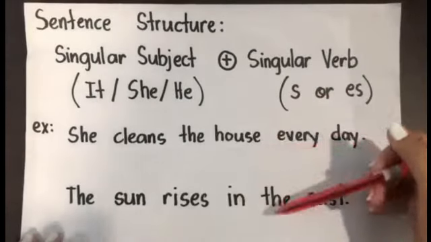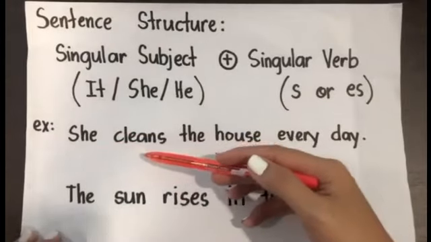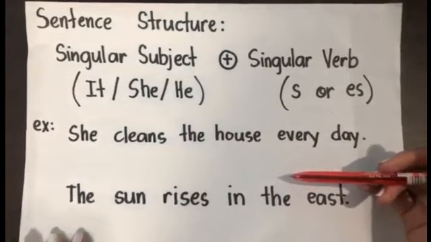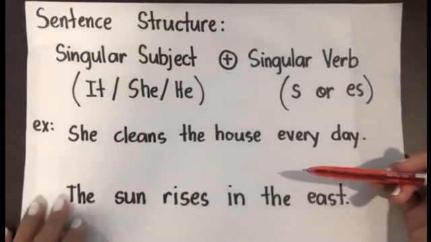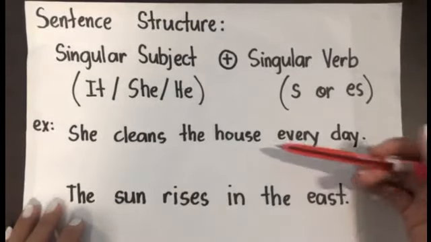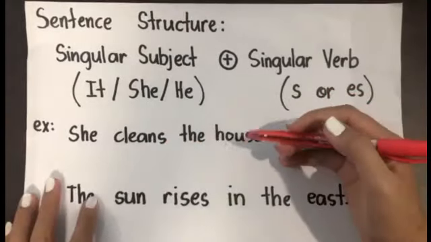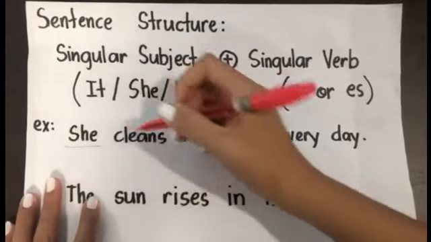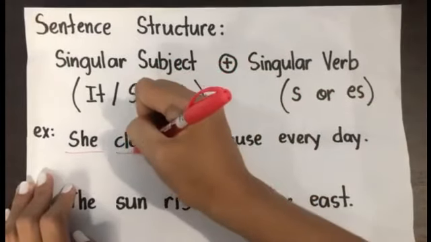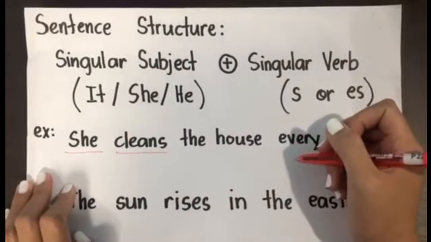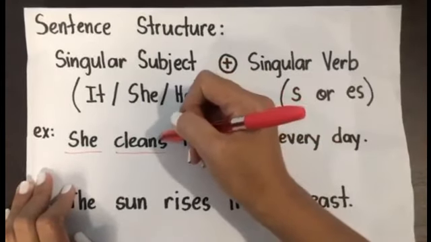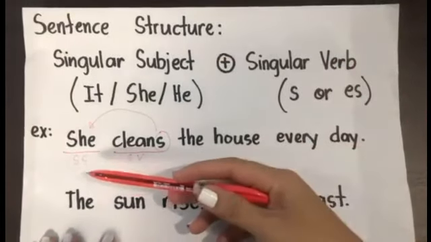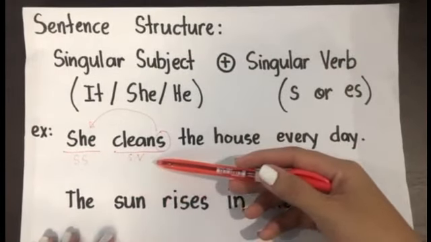Now let's have the example sentences. She cleans the house every day. Now it's very important that you know the subject and the verb in your sentence. So in here, the subject is she. Now your verb is cleans. As you can see, there is an S at the end of the verb. So singular subject plus the singular verb.